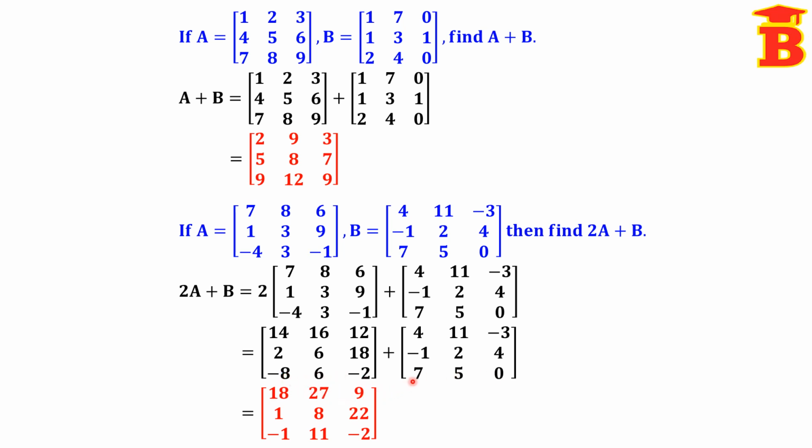Minus 8 plus 7, that is minus 1. 6 plus 5, 11. Minus 2 plus 0, minus 2. So therefore the final answer is 18, 27, 9, 1, 8, 22, minus 1, 11, minus 2.